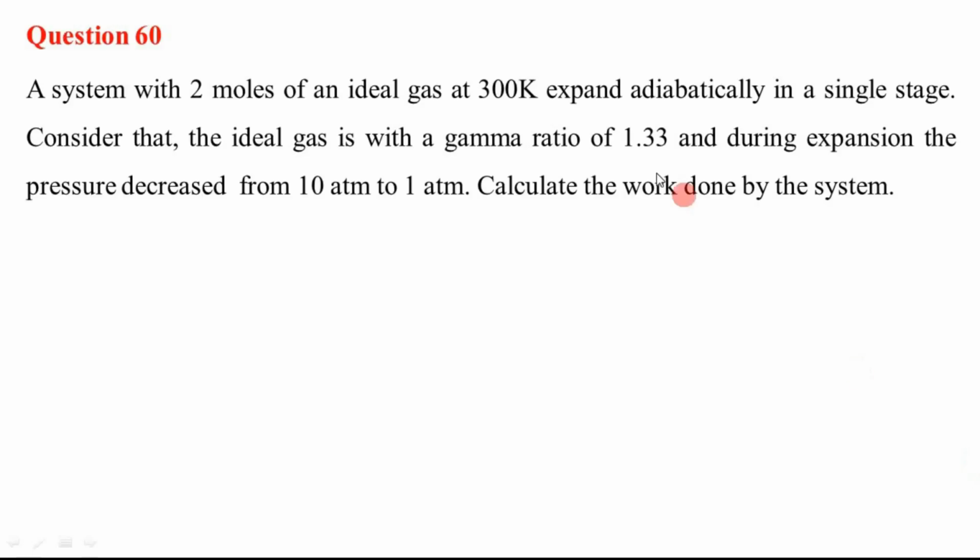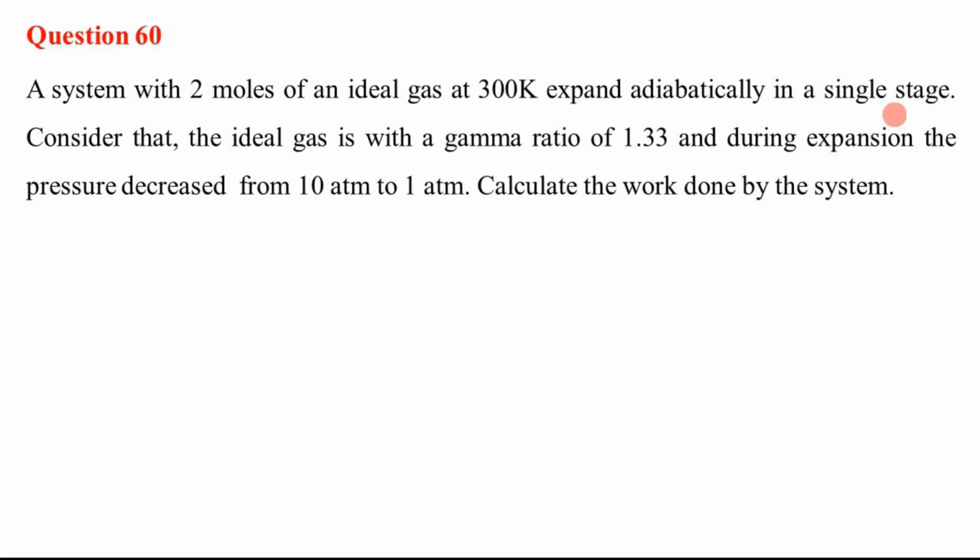We also have question 60. Question 60 is saying a system with 2 moles of an ideal gas at 300 Kelvin expands adiabatically in a single stage. So here we have a single stage. If it is in a single stage, that means we have an irreversible adiabatic process. Because in a reversible adiabatic process there is an equilibrium between the initial and the final stage, so we don't have a single stage. In this case, you have an irreversible adiabatic process.